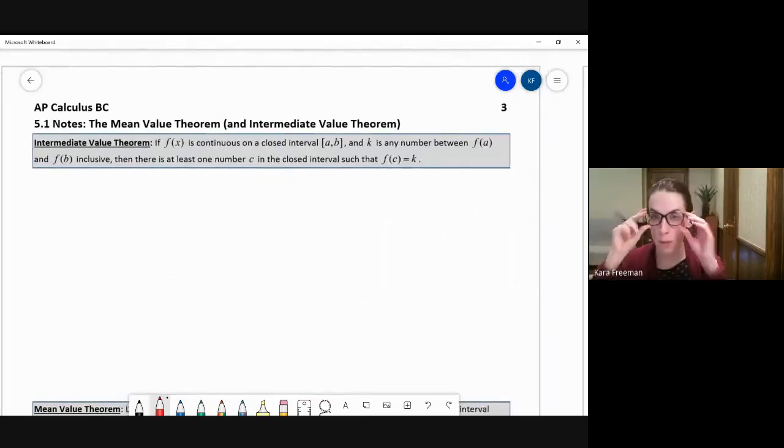Okay, so the mean value theorem has to do with the slope of the secant line, slope of the tangent line, so derivatives. But what goes hand in hand with the mean value theorem is also this thing called the intermediate value theorem. Okay?